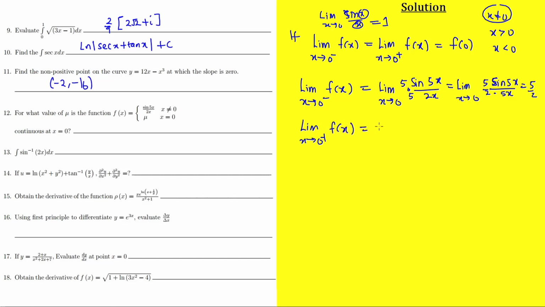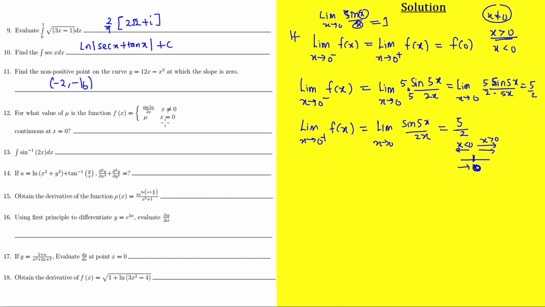And the limit as x tends to 0 from the right-hand side is still the same thing as the limit as x tends to 0 of sine 5x over 2x, which will still give me 5 over 2. From the right means that x is positive. It's just like, let's say this is our point 0. This side is x less than 0, and this side is x greater than 0. So from the positive side it would still be this function.